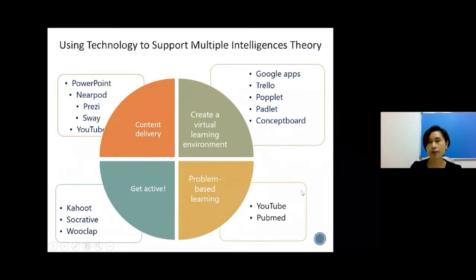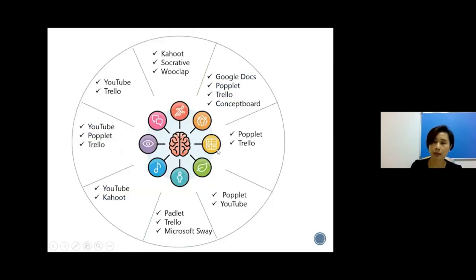So what is the reason we actually have this multiple intelligence? Not only that, we can also use technology to support multiple intelligence, knowing the fact that technology can not only help us in content delivery, we can also create a virtual learning environment and have a problem-based learning kind of approach for our students. And we can also get our students to actively participate in classroom activities. And here we summarize some of the platforms that you may use for different purposes. And the same platform you can actually use for different types of intelligence, as presented in these slides.